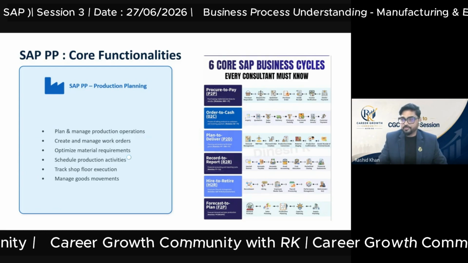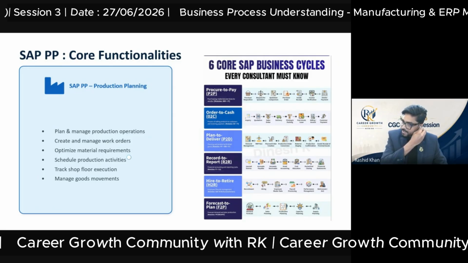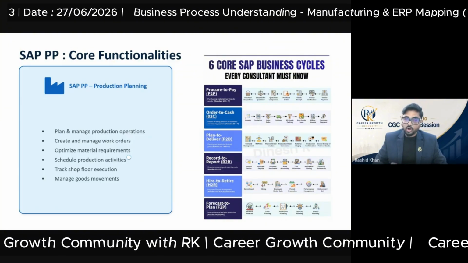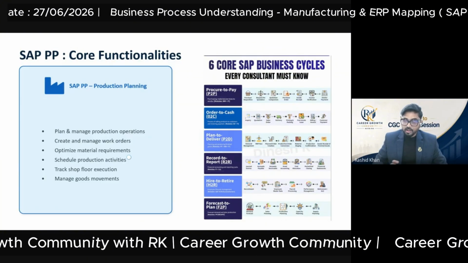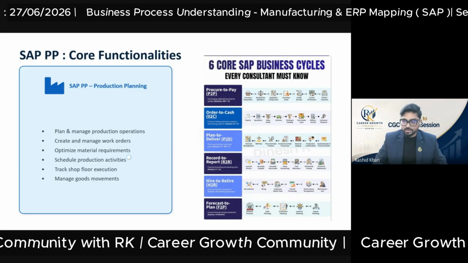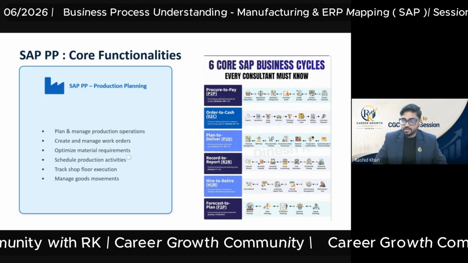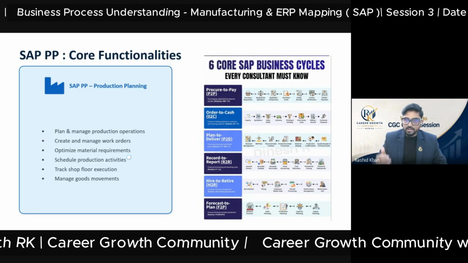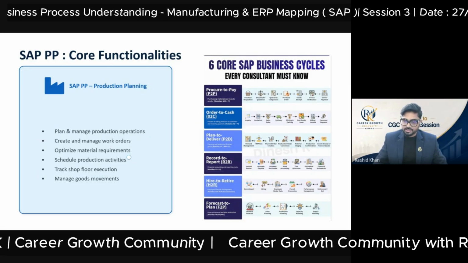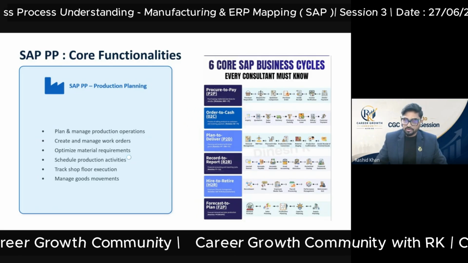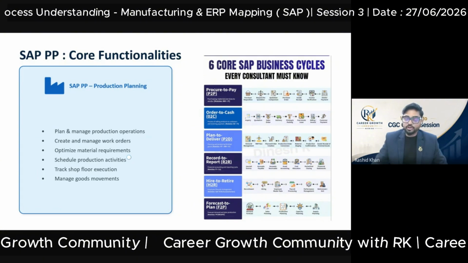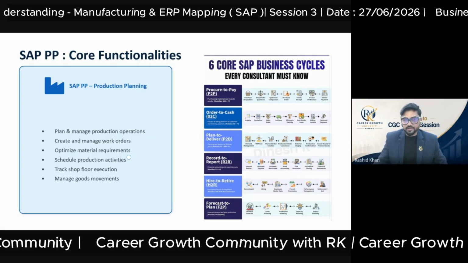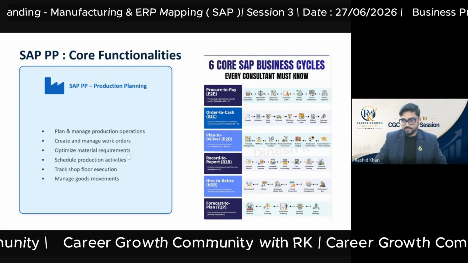So what will MRP do? MRP will run in the background. It will take all the purchase requisitions and all the purchase orders which are currently open, whatever raw material is available in the storage location, and what finished product is available in the system. Based on that, SAP MRP will generate PRs, purchase requisitions, and tell the procurement team that you need to buy this many raw materials for delivering this 500 quantities of bottles.